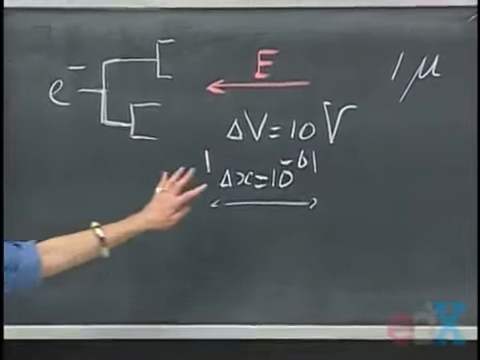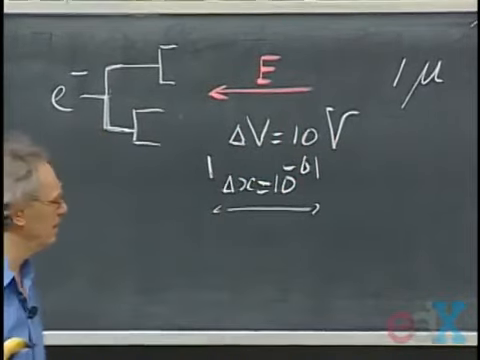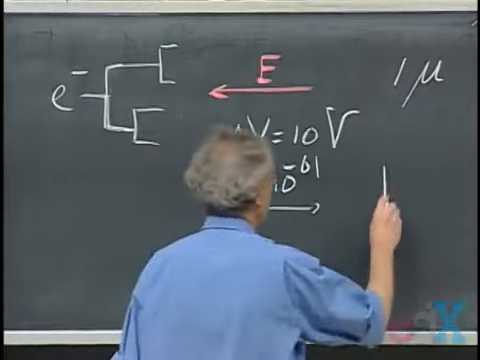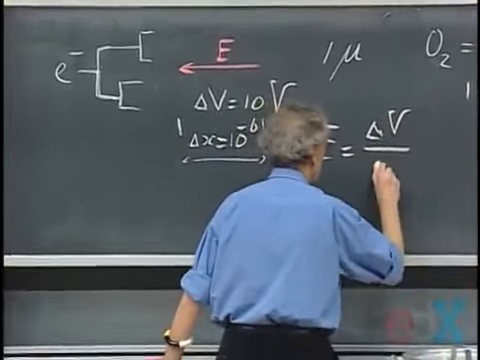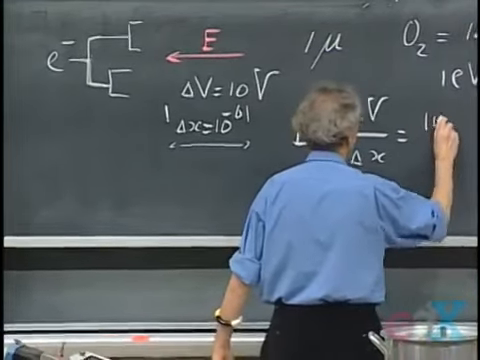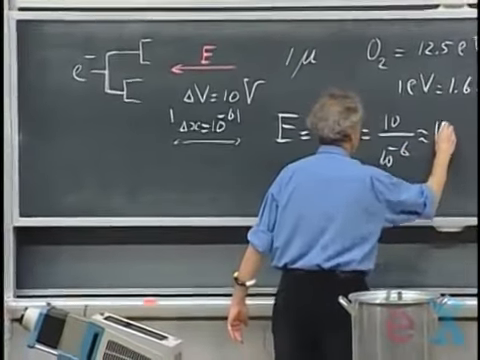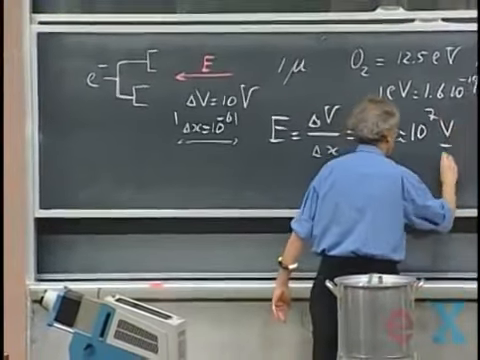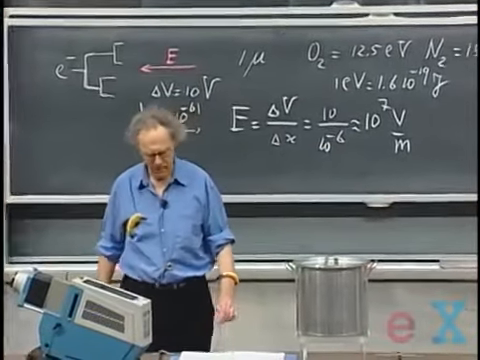And if that happens, you'll get enough kinetic energy in the electron to cause an ion. So what electric field is required for that? That is delta V, the potential difference, divided by delta x. So that is 10 divided by 10 to the minus 6. So that's about 10 to the 7 volts per meter. That's a very strong electric field.